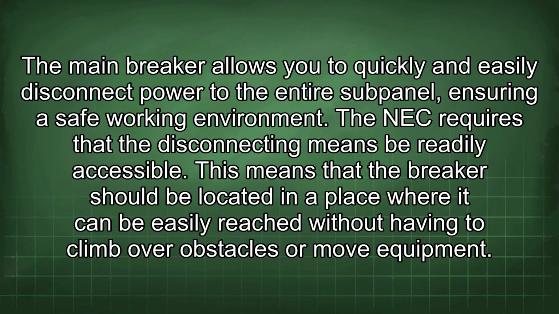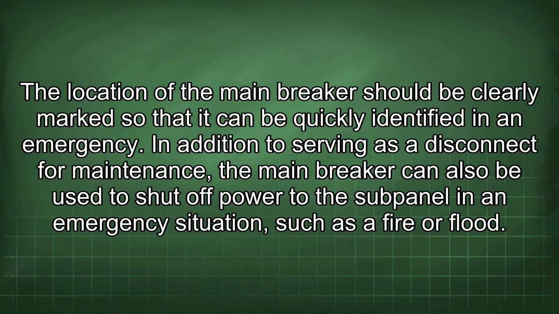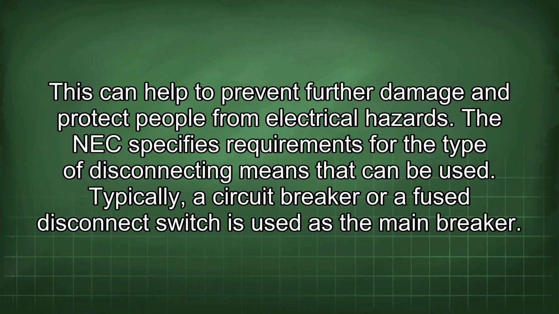The NEC requires that the disconnecting means be readily accessible. This means that the breaker should be located in a place where it can be easily reached without having to climb over obstacles or move equipment. The location of the main breaker should be clearly marked so that it can be quickly identified in an emergency. In addition to serving as a disconnect for maintenance, the main breaker can also be used to shut off power to the subpanel in an emergency situation such as a fire or flood. This can help to prevent further damage and protect people from electrical hazards.